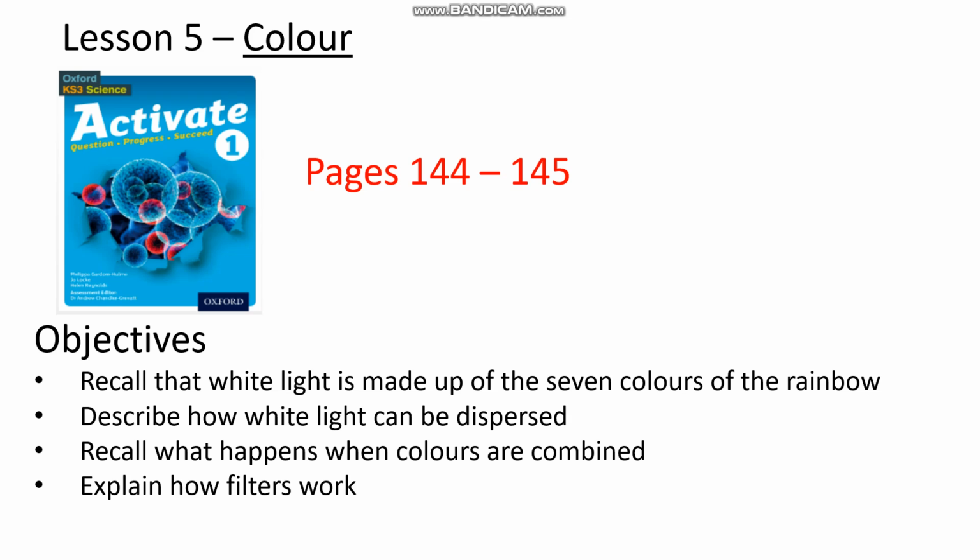This video is for lesson 5 of the Year 7 light topic entitled Colour. By the end of the lesson you should be able to recall what white light is made up of the 7 colours of the rainbow, describe how white light can be dispersed, recall what happens when colours are combined, and explain how filters work.